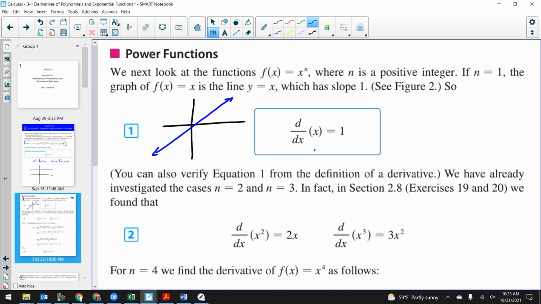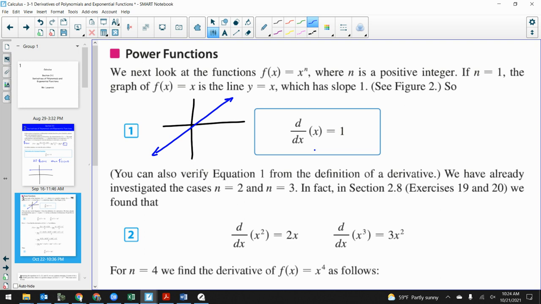Okay, let's pump up the power a little bit. What about x squared? Well, we saw in our last chapter that it was going to end up being 2x. We've already seen these cases in our notes, way back in section 2.8, exercises 19 and 20. I don't remember. But we have seen that d over dx of x squared is 2x, and d over dx of x to the third is 3x squared. What kind of pattern do you notice there? What happened to the power? It goes to the front, and then the exponent decreases by 1.